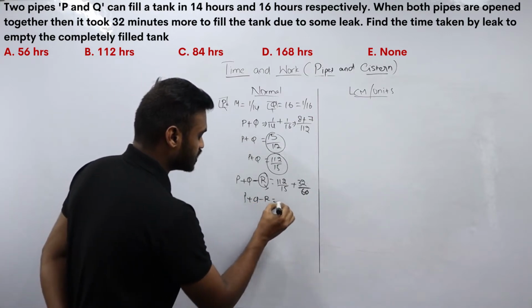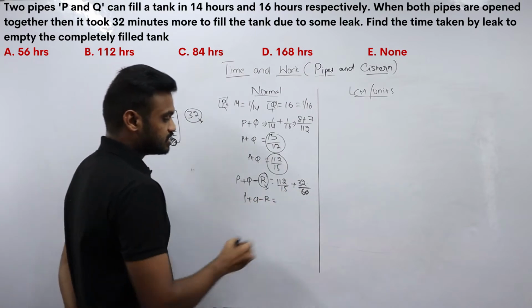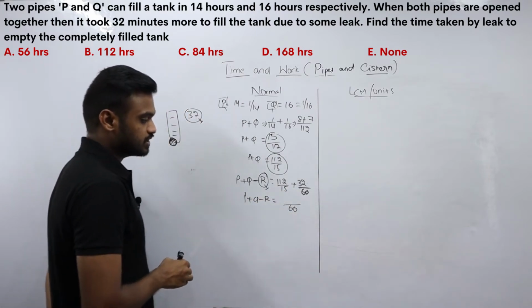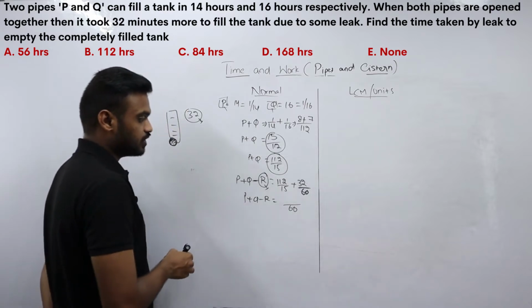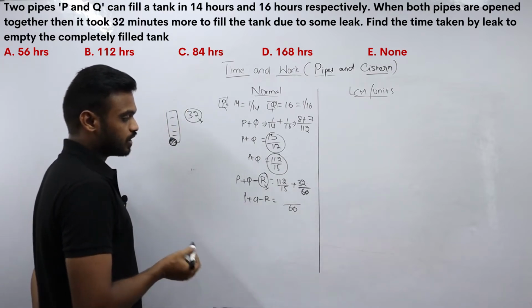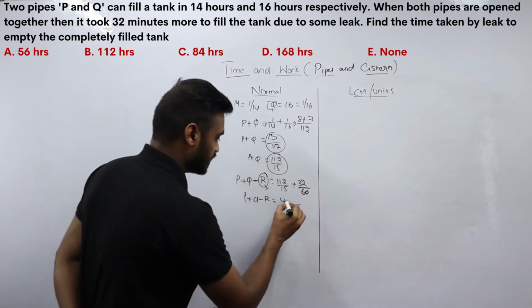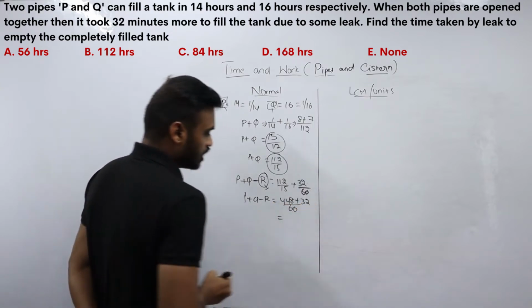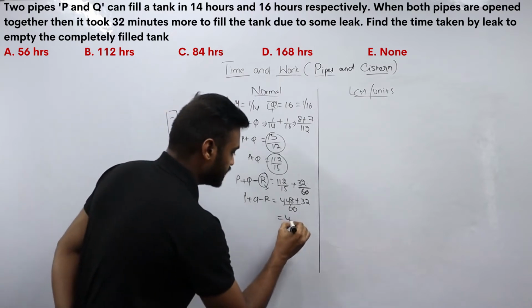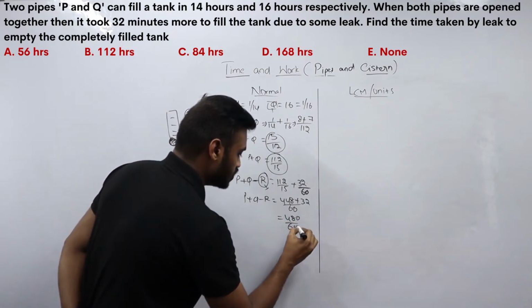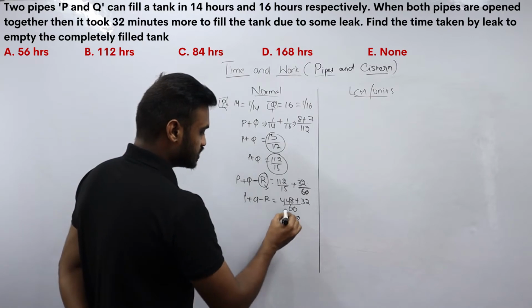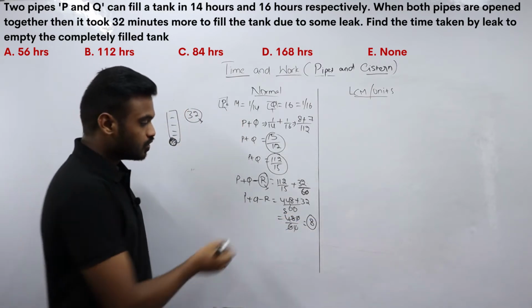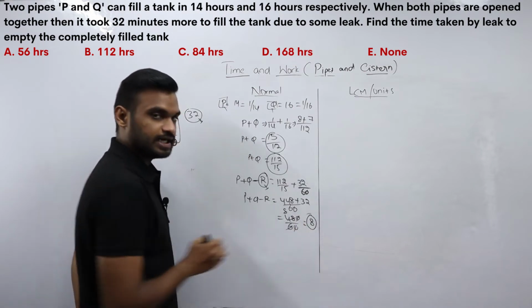If the three are working together, for 15 and 60 the LCM will be 60. 112 by 15 into 60: 15 fours are 60, and 112 into 4 is 448. 448 plus 32 gives 480 by 60. If I cancel this, 6 eights are 48, so 8 hours. So P plus Q minus R totally takes 8 hours to finish the entire tank.